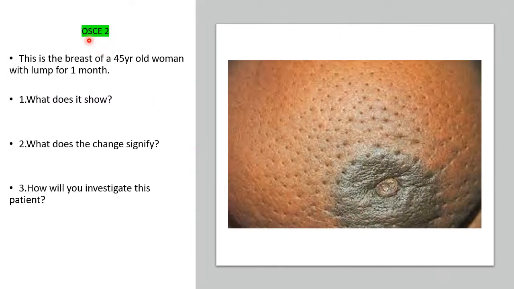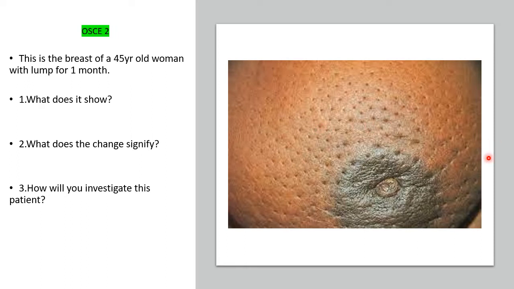OSCE number 2. This is the breast of a 45-year-old woman with a lump for 1 month. What does it show? What does the change signify? And how will you investigate this patient?